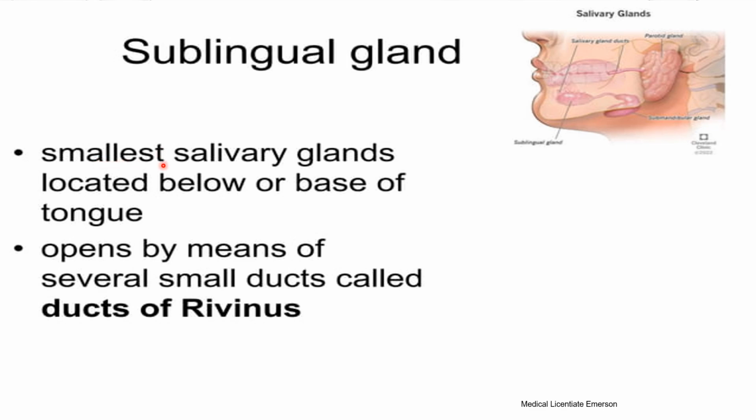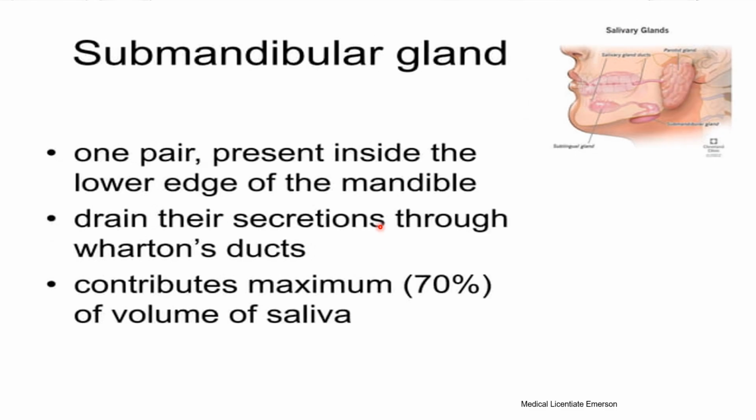The sublingual gland is the smallest salivary gland, located below or on the base of the tongue, and it opens by means of several small ducts called the ducts of Rivinus. Those are the sublingual glands. Then the submandibular glands are one pair and present inside the lower edge of the mandible and drain their secretions through Wharton's duct, and they contribute a maximum of 70% of the volume of the saliva. Those are the submandibular glands.